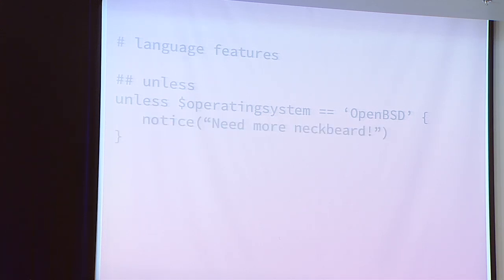There are a few DSL level changes, not that many. One of them, one of the 20 most voted for tickets, is about the unless keyword. Seems like a simple thing. Almost all languages have it. Puppet's DSL didn't. So now you can say, unless your operating system is OpenBSD, you need more neckbeard.